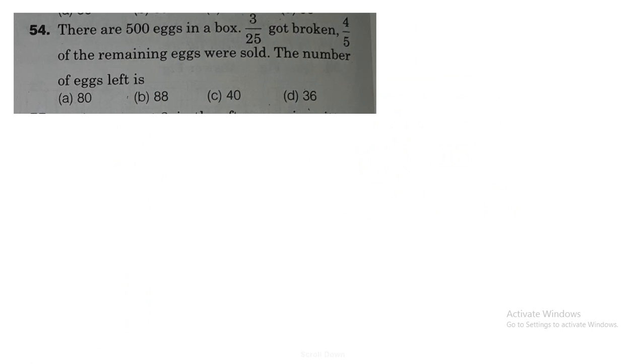Next, moving on to question number 54. There are 500 eggs in a box. So totally how many eggs are there? 500 eggs are there, right? 3 by 25 got broken. Next, 4 by 5 of the remaining eggs were sold. The number of eggs left is, and what he has given, 4 by 5 of the remaining eggs are sold. Then the number of eggs left is.